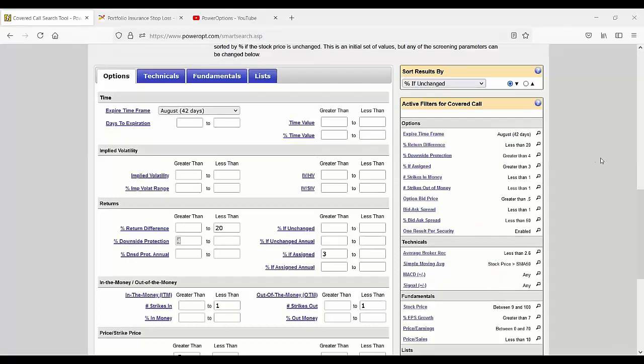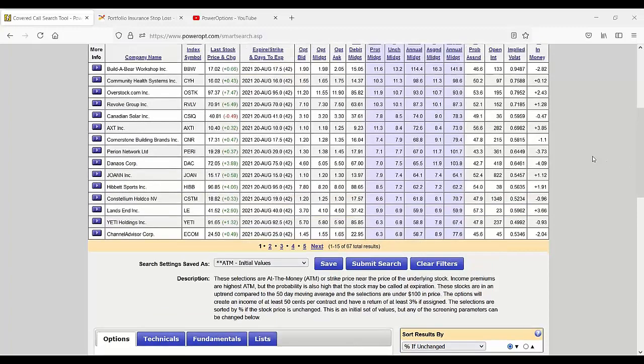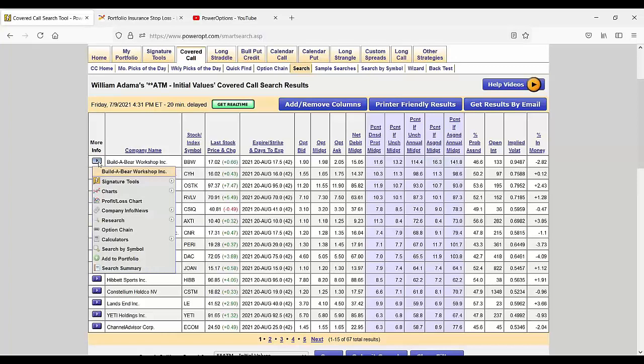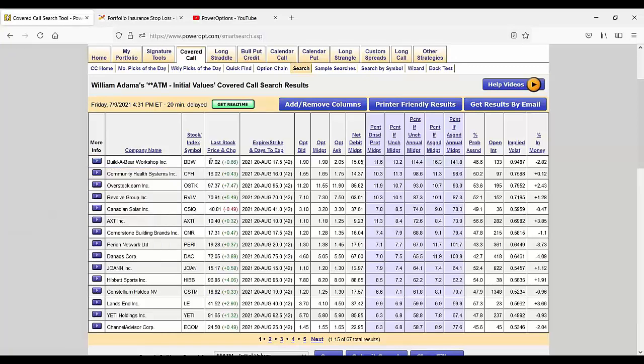In any case, what Ernie and I suggest, of course, is that when you're using Power Options, Alice, you can go to the More Information button. So I have all the information I need here. I'm saying an at the money 17.5 August covered call for Build-A-Bear. It's going to be a midpoint of about 1.98, 11.6% downside protection, and a 16% or so return if assigned at midpoint.